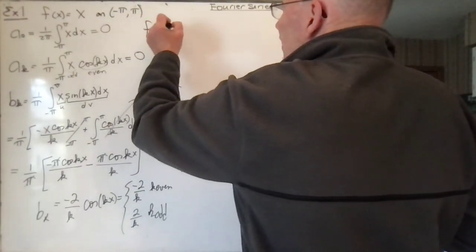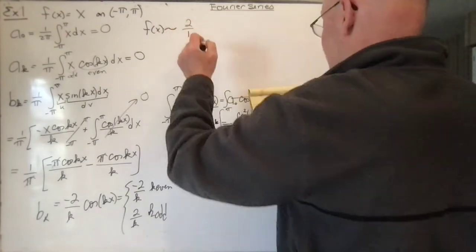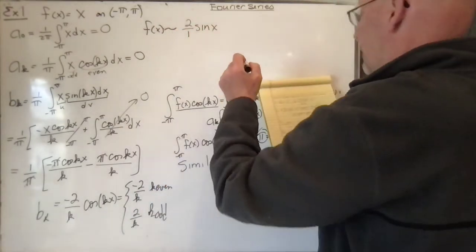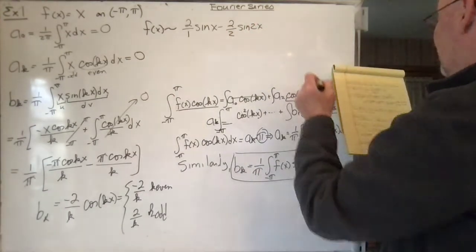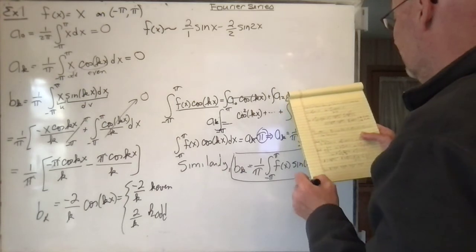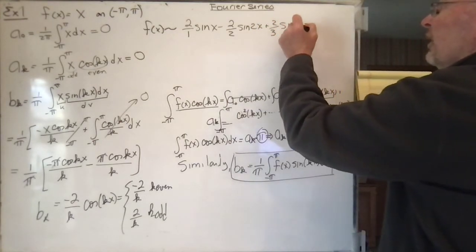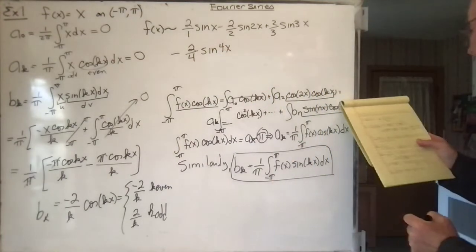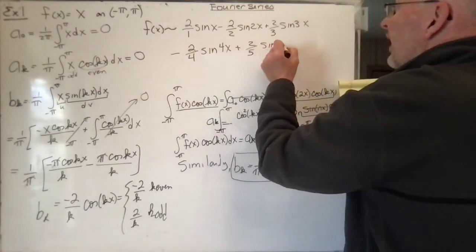Here's your f of x. And I'll just use a little tilde to mean that this is the Fourier series that converges to it. It's going to be 2 over 1 times sine of x, and then minus 2 over 2 times sine of 2x, and then, when k is odd, it should be back to plus again, so plus 2 over 3 sine of 3x, minus 2 over 4 times sine of 4x, and then plus 2 over 5 sine of 5x, and so on.